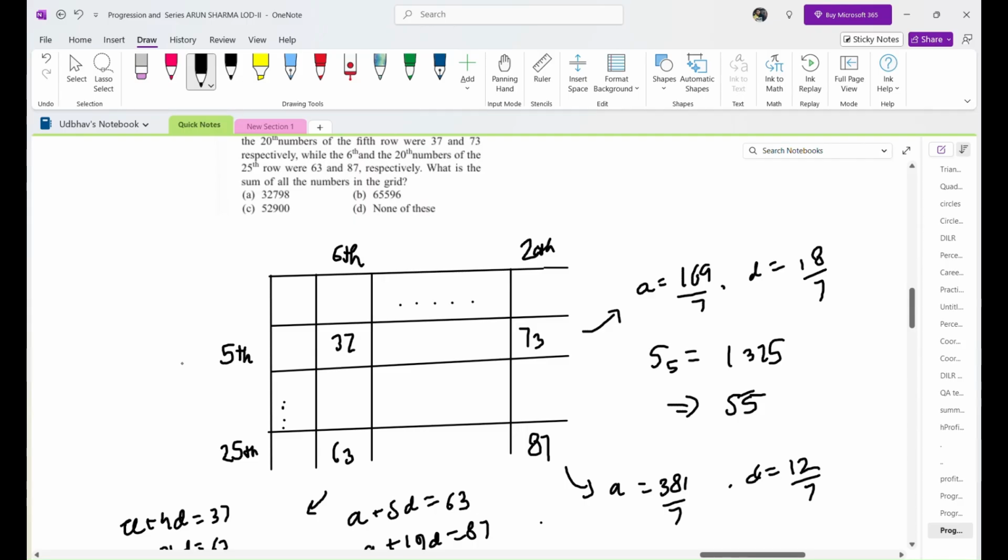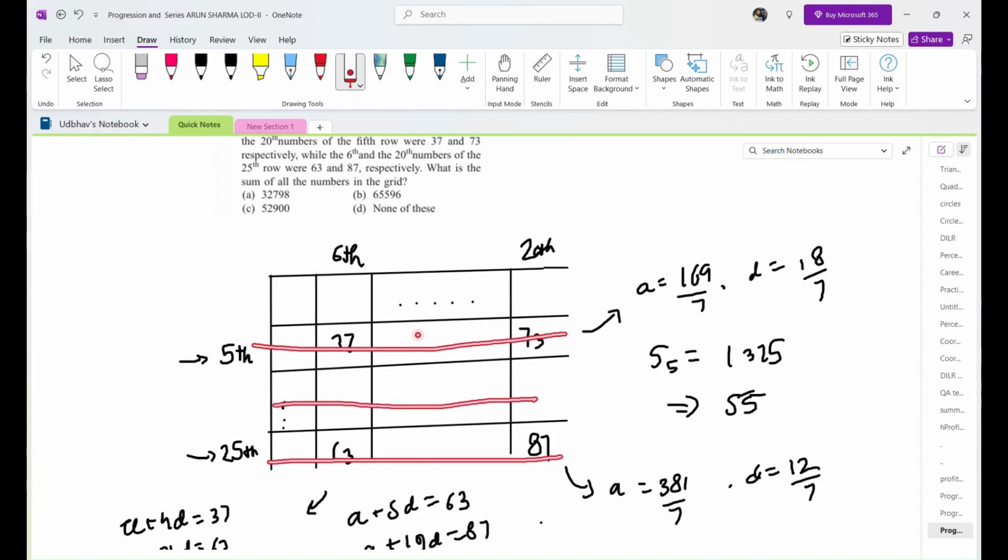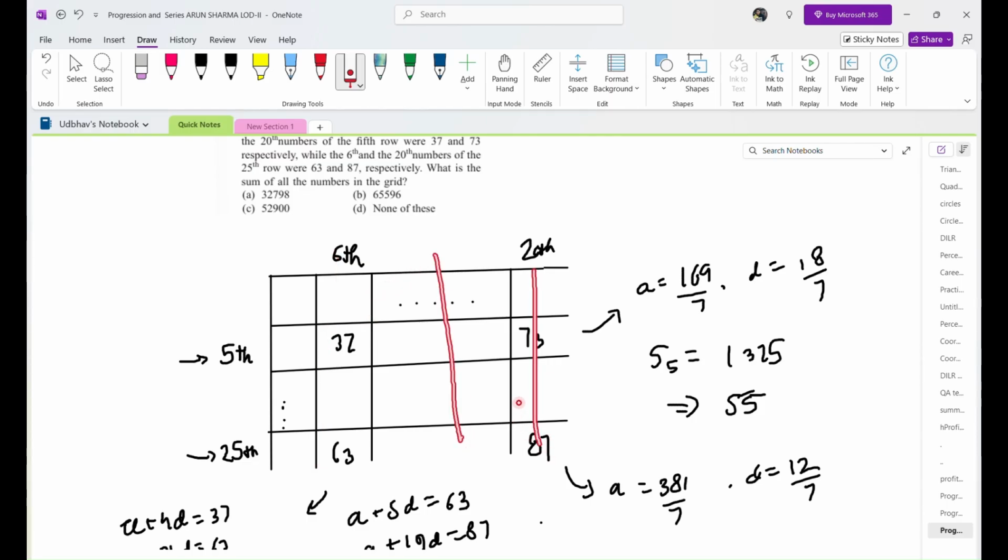We are given that in the fifth row, the sixth number is 37, and in the same fifth row, the 20th number is 73, and in the 25th row, the sixth number is 63, and the 20th number is 87. And we are also given that each row is a separate AP and each column is also a separate AP. Like this is an AP, this is an AP, this is an AP, going like this. And this is an AP, this is an AP, and this is an AP, going like this.